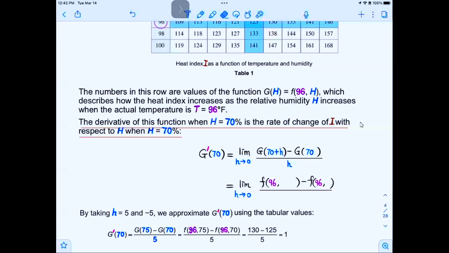And because we fixed the temperature to be 96, the first component, this first variable here, we're going to fix to be 96. Remember, this G here is a function with this first component fixed to be 96 in F. So all you have to do is put 70 plus h over here, 70 over here, and then h over here. The first component is fixed to be 96 in this case.